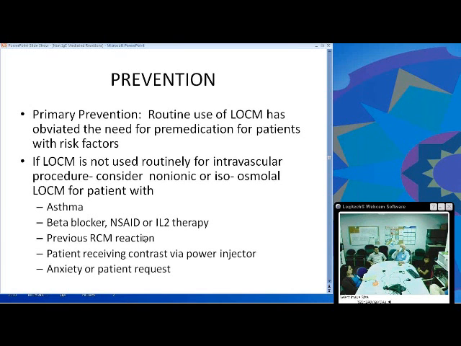Is there a lot of cross-reactivity among these different agents, in terms of if somebody reacts to one, are they likely to react to another? I've always thought it had more to do with the osmolality. Right. And anyway, you're going to pre-med them. That's the next thing you're going to do.